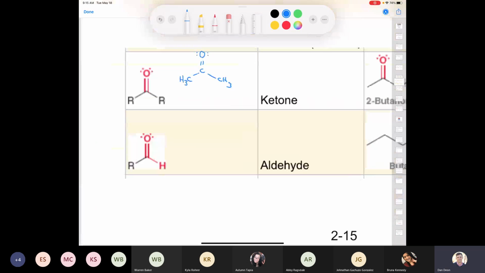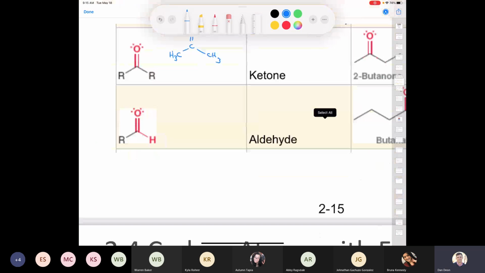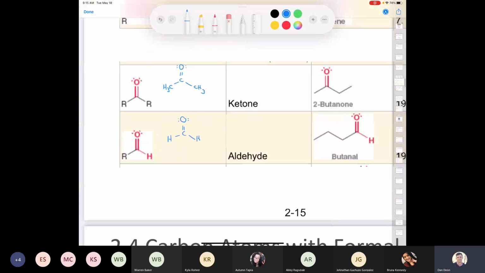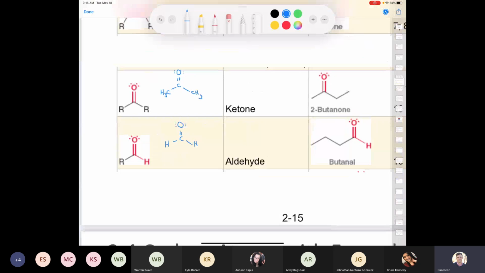Not the last one, but when we have a carbonyl and we have an R group on one side and a hydrogen on the other side, that's called an aldehyde. Right? I'm sure you've all heard of this one. So if you have this here, that's called formaldehyde. And I'm sure if you studied biology, you've heard of formaldehyde, which is used as a preservative.